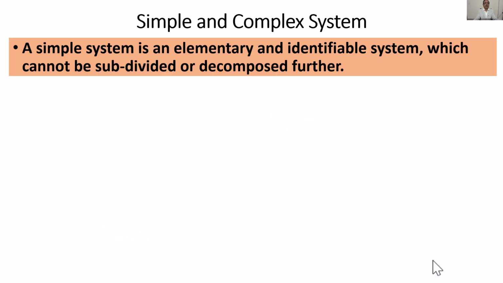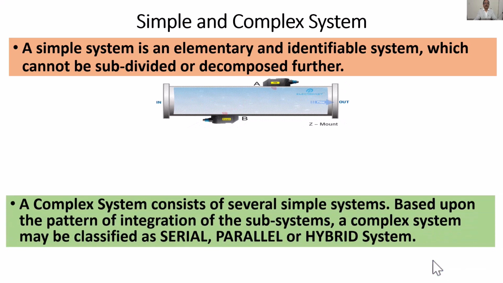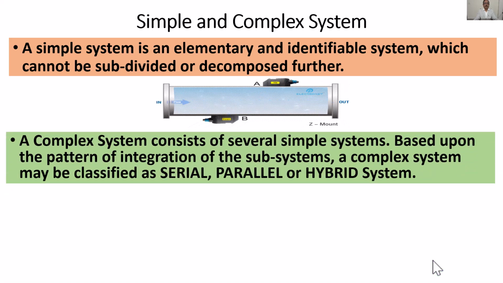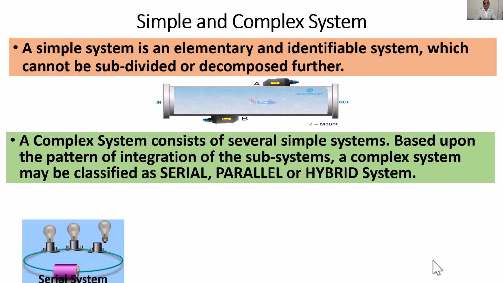A simple system is an elementary and identifiable system which cannot be subdivided or decomposed further. A complex system, on the other hand, consists of several simple systems or components. Based upon the pattern of integration and the subsystems that are connected together, it can be called as a serial, parallel, or hybrid type of complex system.